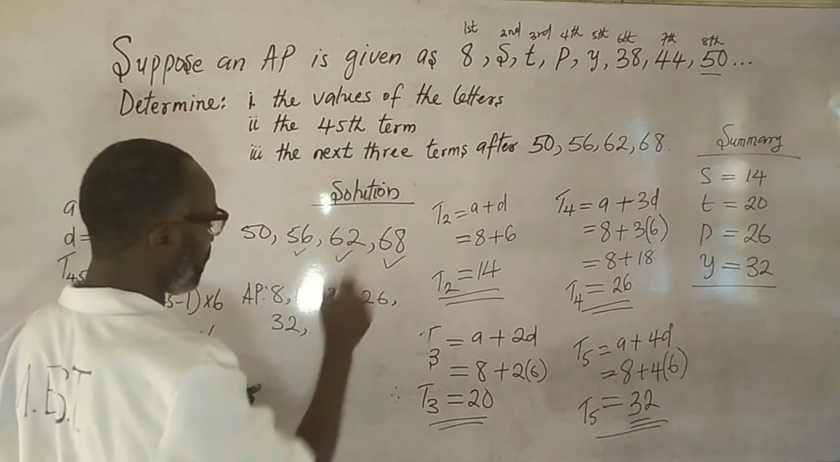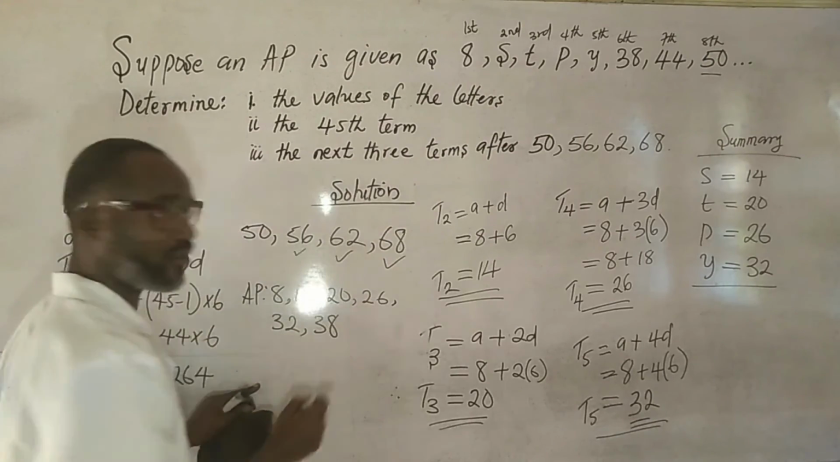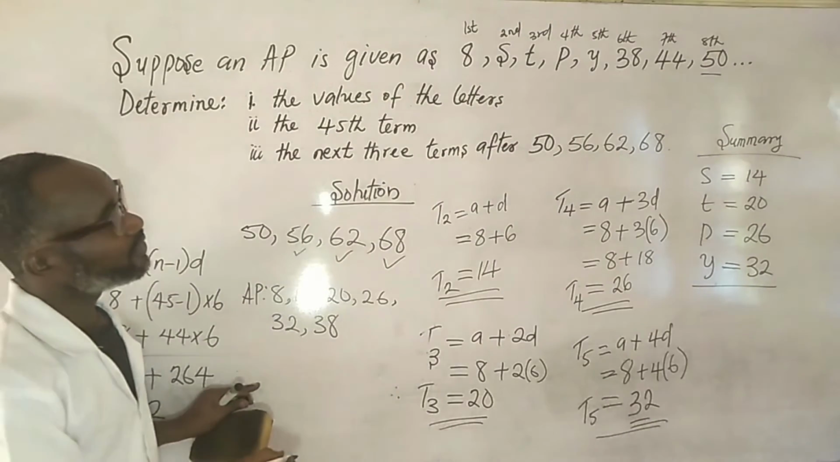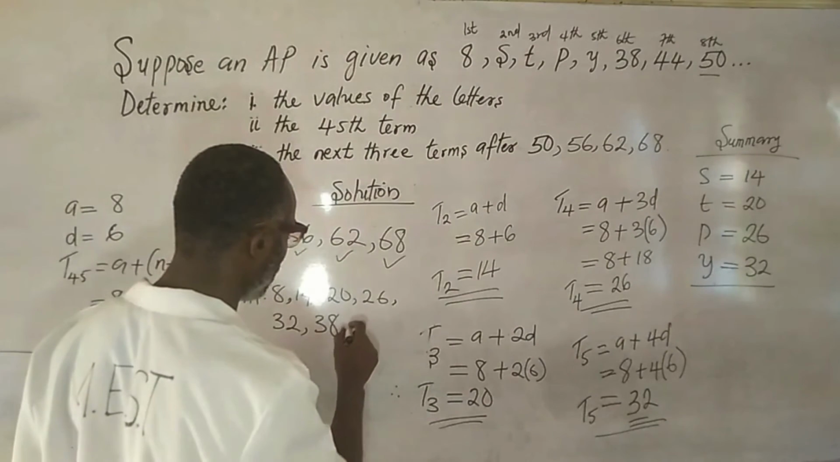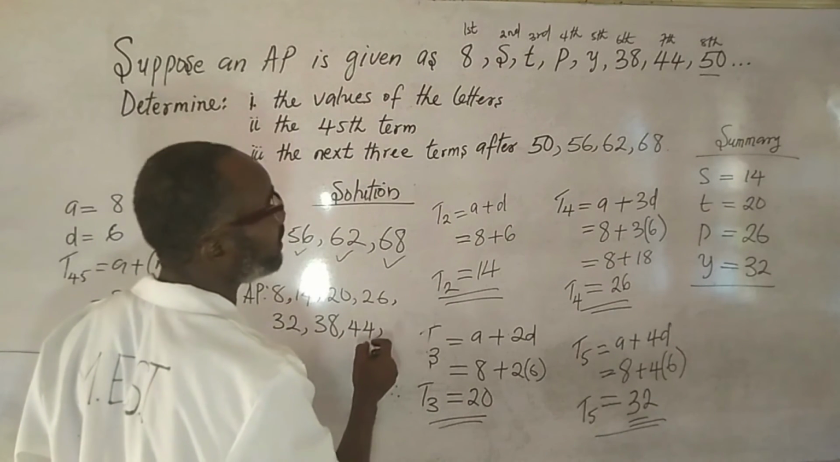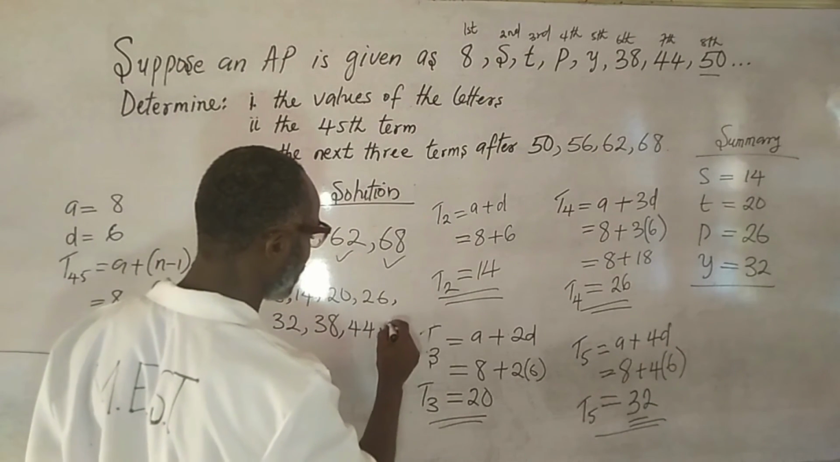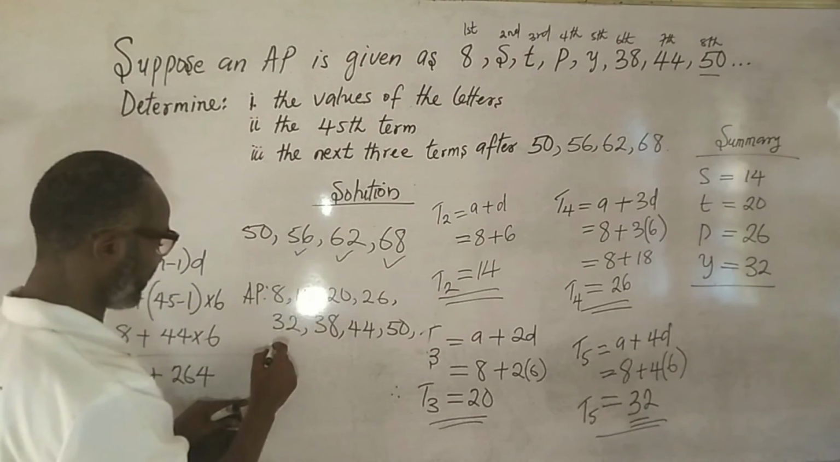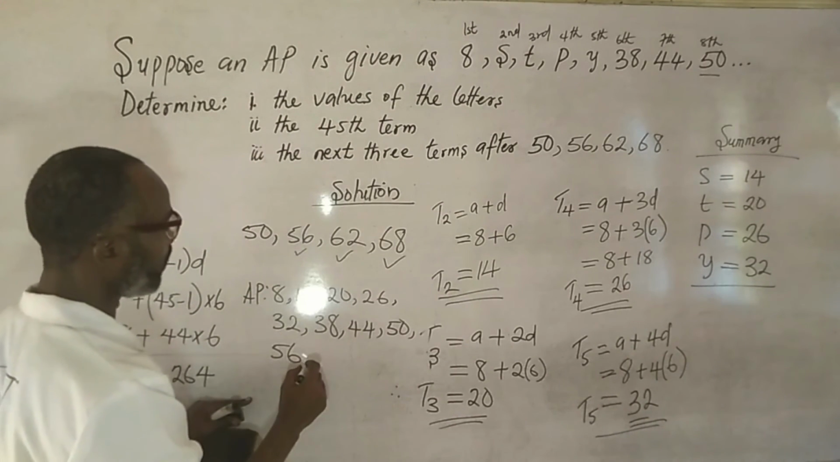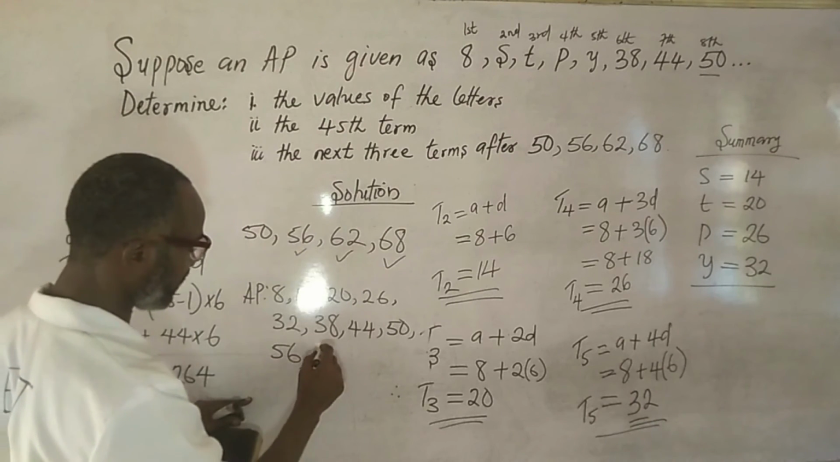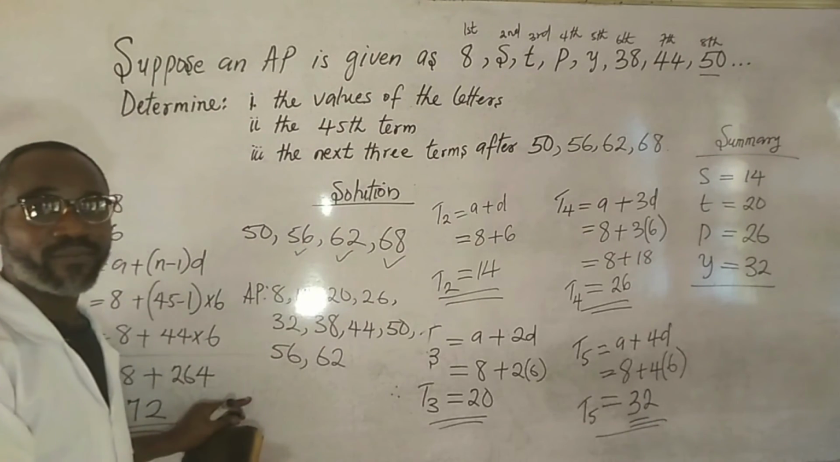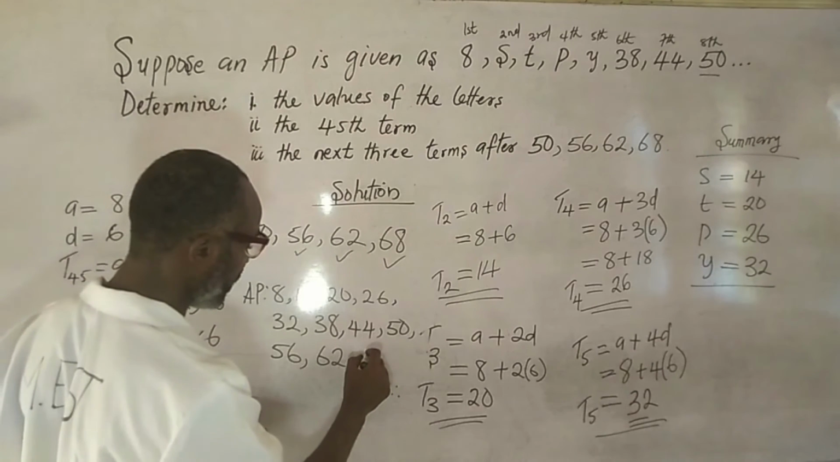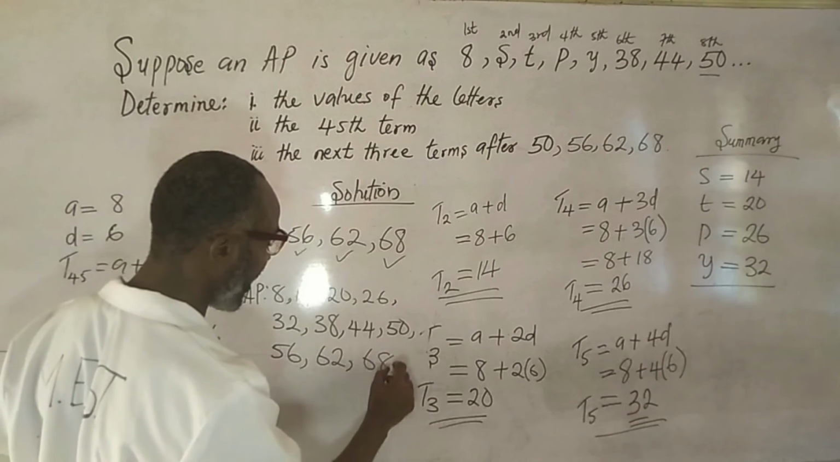And then 6 to 32 is 38. Can you see what I'm doing now? The 7th term is 44. Then the 8th term is 50. The next term is what? 56. The next one is 62. Alright? And then the next one is 68.